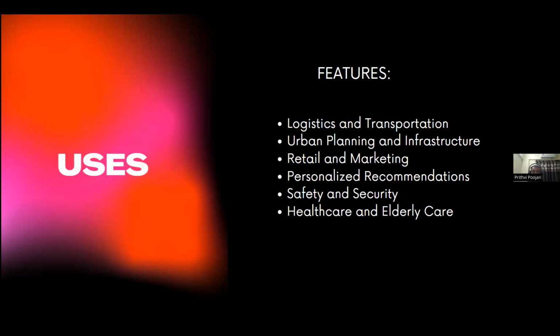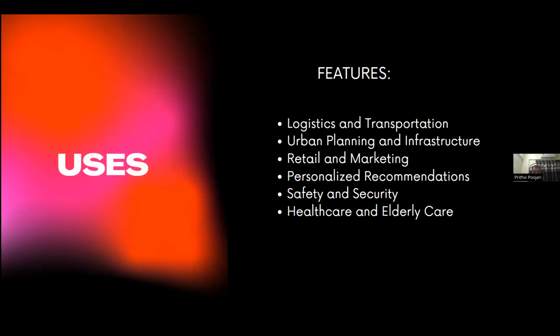Then we have urban planning and infrastructure. Predicting future location patterns can aid urban planners in making informed decisions regarding infrastructure development, public transportation planning, and city layout. By analyzing huge population movements and predicting future population distributions across a particular state, city planners can optimize resources, and we can also further plan new infrastructure projects.